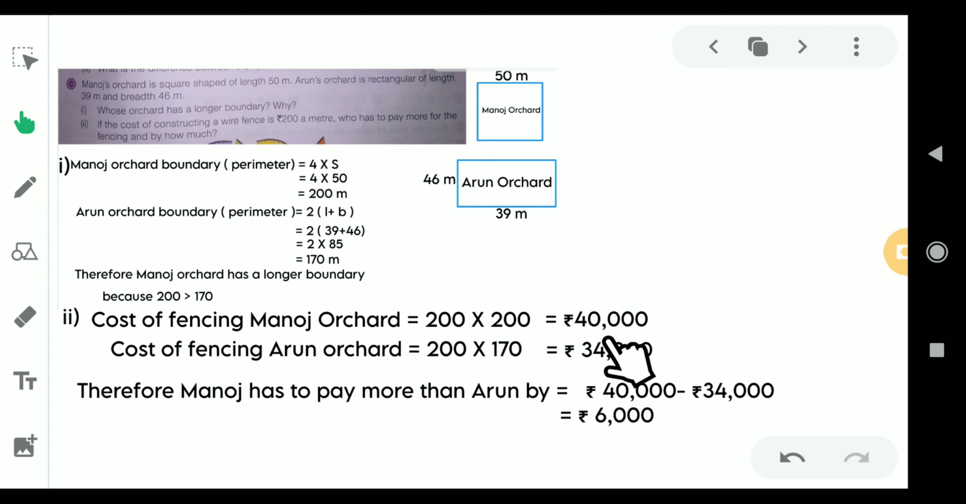Just look at the cost here, you can clearly figure out that Manoj has to pay more. Manoj is paying more than Arun. By how much? To find this, we subtract both costs: 40,000 minus 34,000 is 6,000. So Manoj has to pay more than Arun by 6,000 rupees. In this way we can solve these problems.